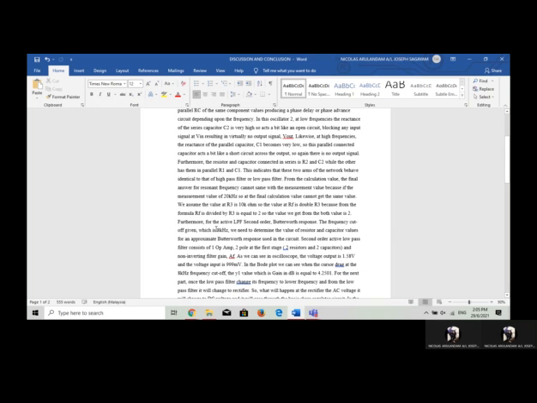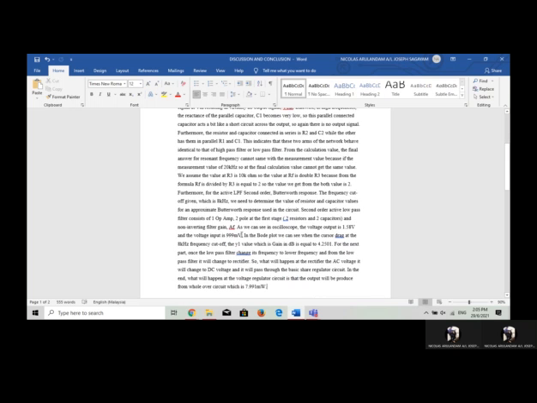Furthermore, there is the active low pass filter with a Butterworth response. The cutoff frequency given is 8 kHz. We need to determine the value of resistor and capacitor for the approximate Butterworth response used in the circuit. The second order active low pass filter consists of 2 poles with the first stage, 2 resistors and 2 capacitors, and non-inverting filter gain. As we can see in the oscilloscope, the voltage output is 1.5 volt at 8 kilohertz cutoff frequency. The Y1 value, which is the gain in dB, is 4.2501.